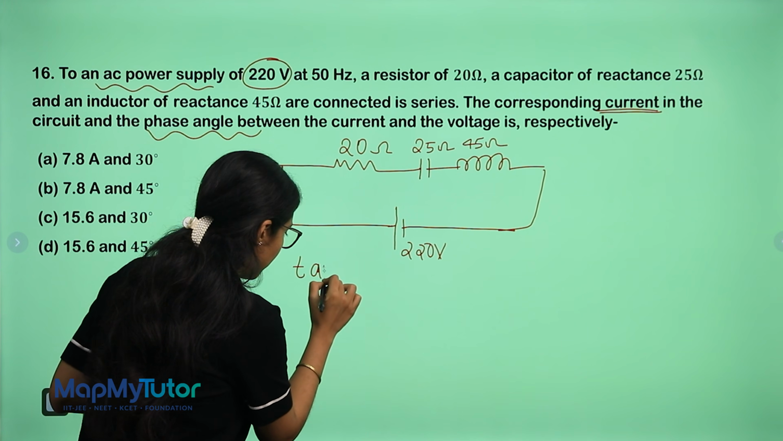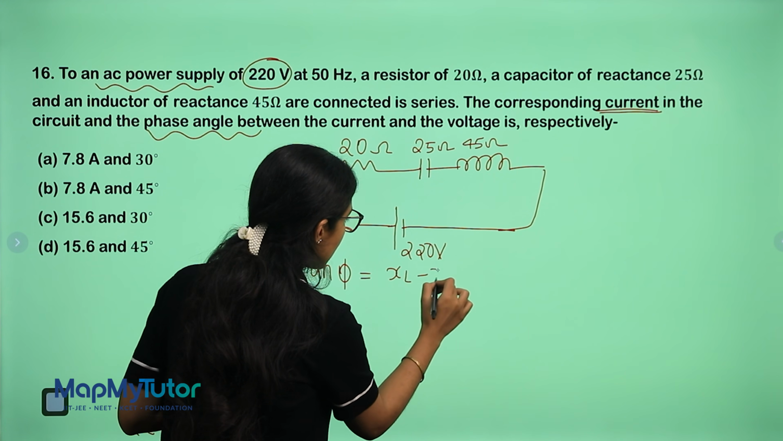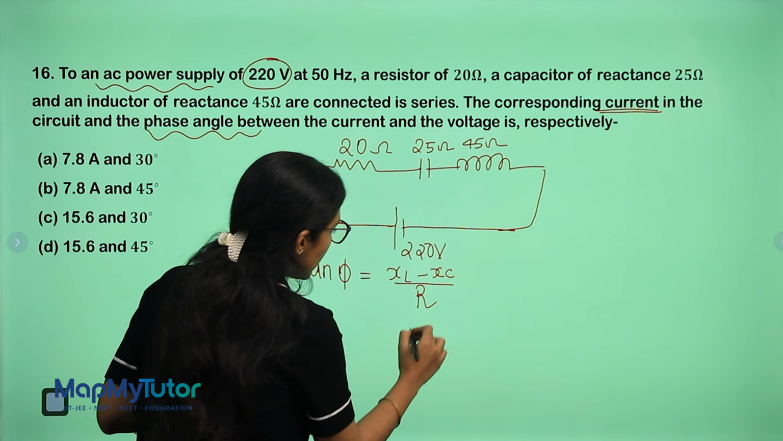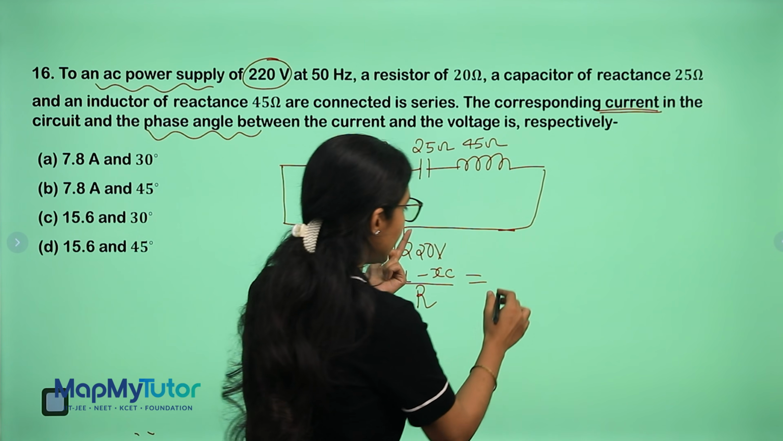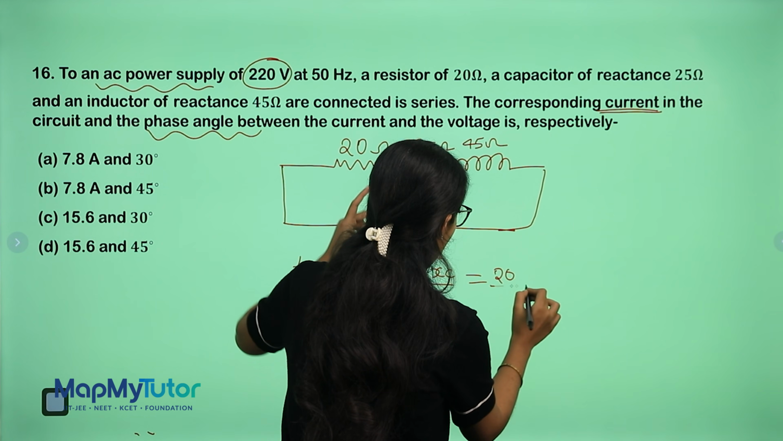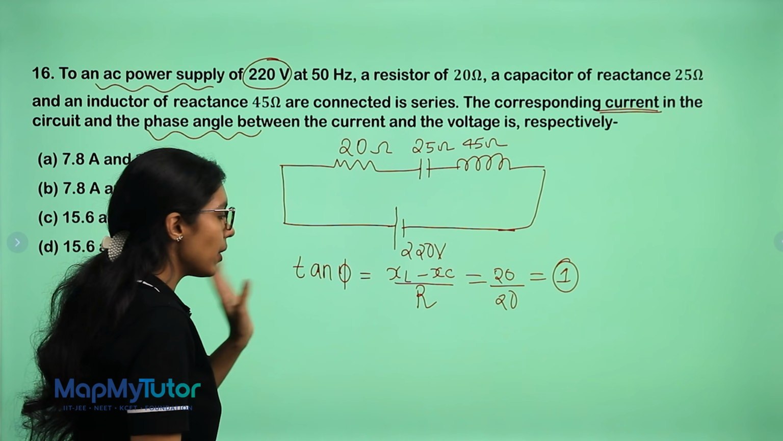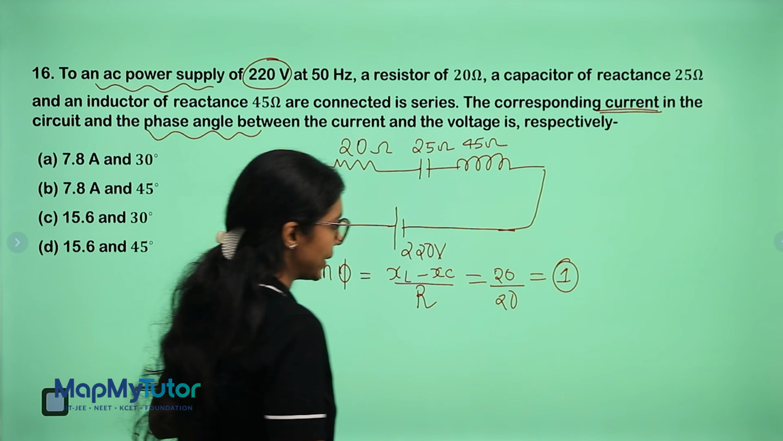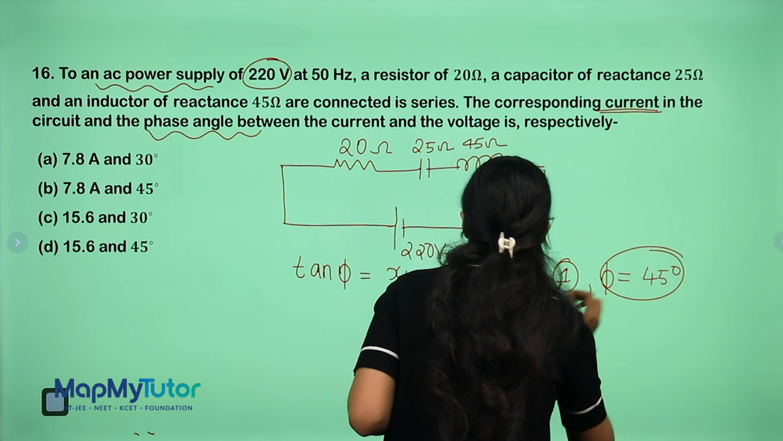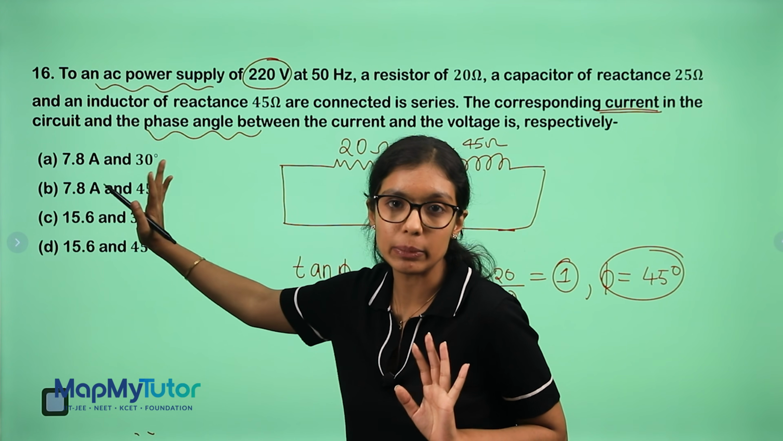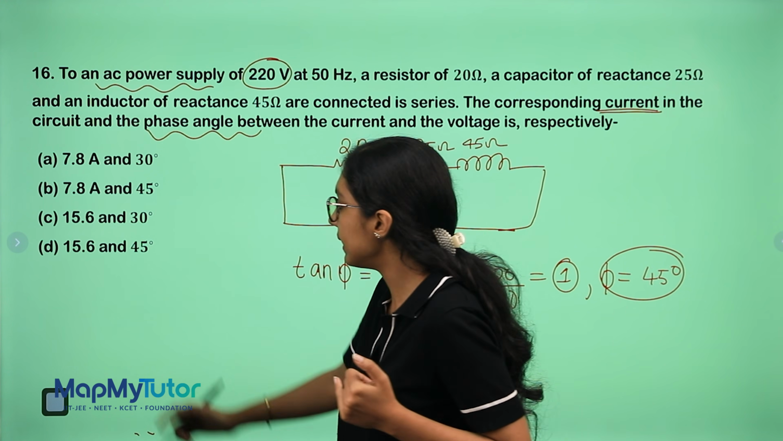To find the phase angle, we will use tan phi. Tan phi is nothing but XL minus XC upon R. So what is my XL value? XL minus XC is 45 minus 25, which is 20. 20 divided by 20, I am writing directly. Please solve it. It is 1. From here, tan phi is 1, so phi is 45 degrees. So you see, from here at least 2 options are eliminated. It cannot be option A or option C. Either it can be B or D.